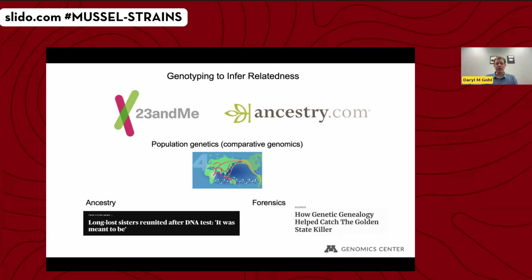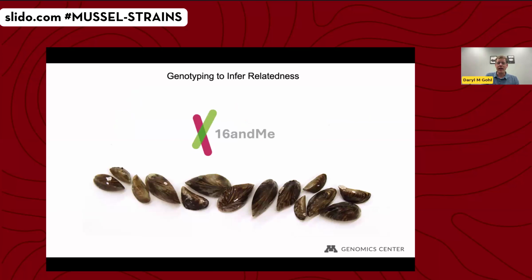People also use this information to identify long lost relatives, or it can also be used in forensics. So increasingly, law enforcement is using the information that's in these public databases to solve cold cases. And so what we're doing in this project with zebra mussels is very conceptually similar to what these services do. And I sometimes jokingly call this 16andMe because zebra mussels have just 16 chromosomes rather than the 23 that humans have.